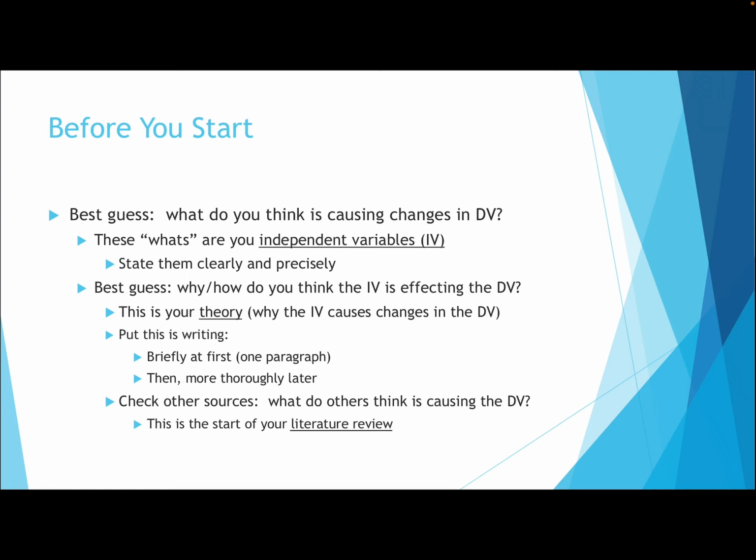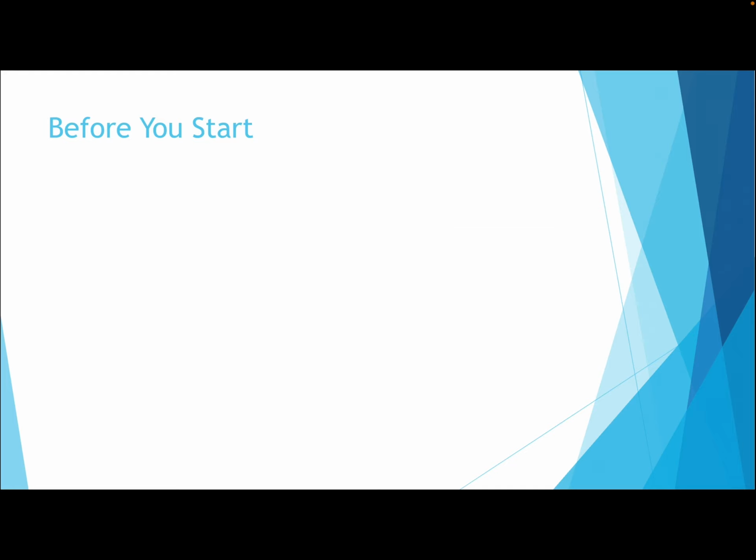Check it. Now we're starting to think about, okay, how are we going to start to get into studying this thing? The place you usually want to start is checking other sources. What do other people think is causing that? The dependent variable you're interested in, what have other people said about it? This is going to be the start of your literature review. Okay, so that's usually the place you're going to start. What's the thing you're interested in? What's the topic? What do you think is causing changes in that? Why do you think that's the case? And then go look and see what other people are doing.